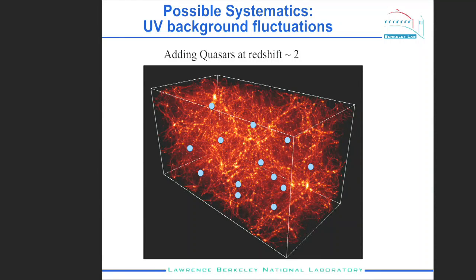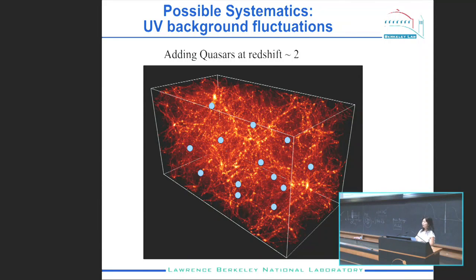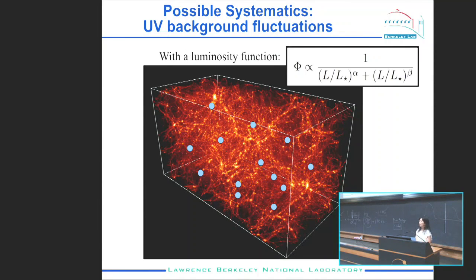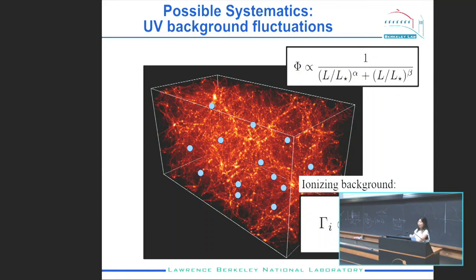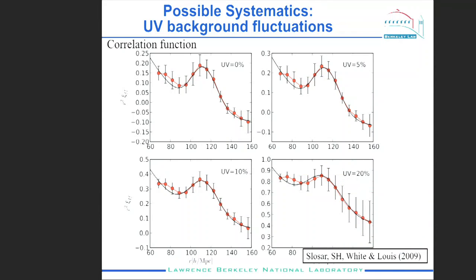So what we do is put a lot of quasars at various different redshifts, with the right luminosity function because you want the quasars to be bright at the right level, and you put in an ionizing background. Then you calculate the correlation function from the simulations. So what if I have a lot of UV background fluctuation versus very little? Here there's no UV background fluctuation. What you get when you have a lot of UV background fluctuation is this. These data points are the simulated observation, and this is a fitted line.